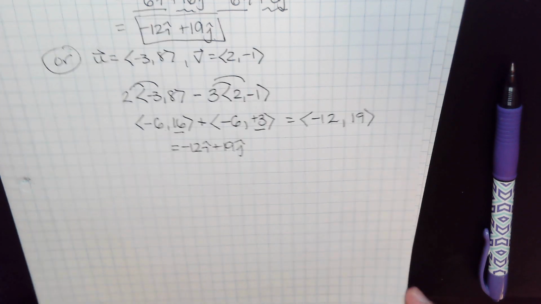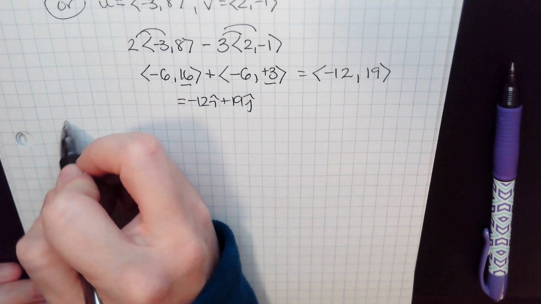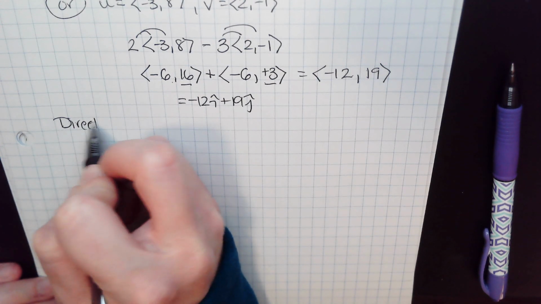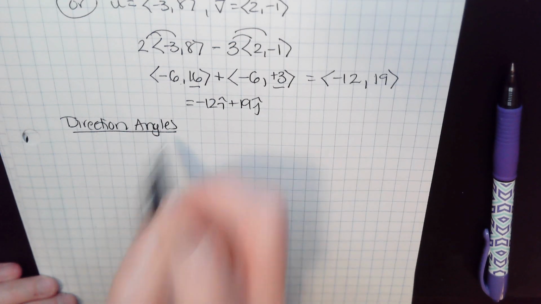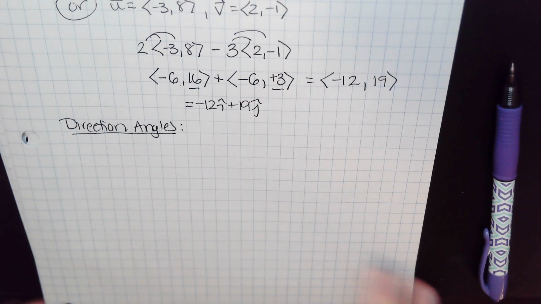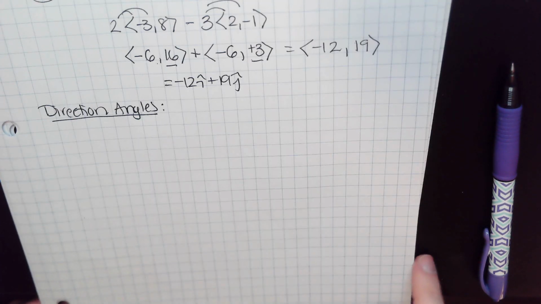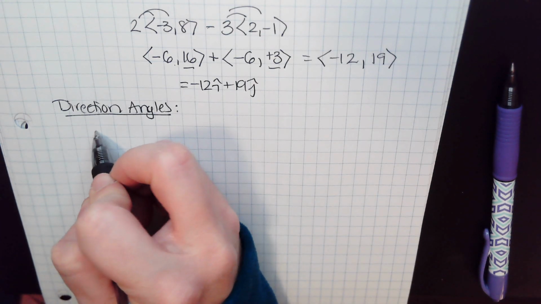All right, a little bit more writing we're going to have here. So we're going to talk next about direction angles. So that just means finding the direction of a given vector. And this is what you would do if you're given just one vector and asked to find the direction of it. We will be talking about finding the angle between two vectors, and that's if you're given two different vectors.